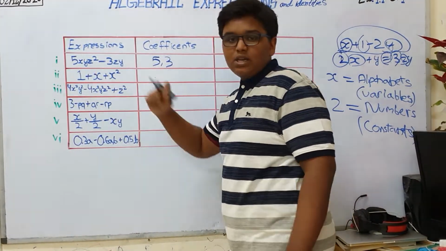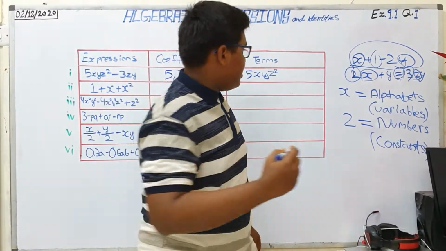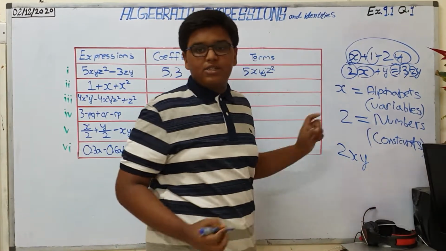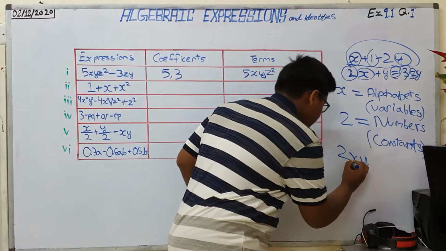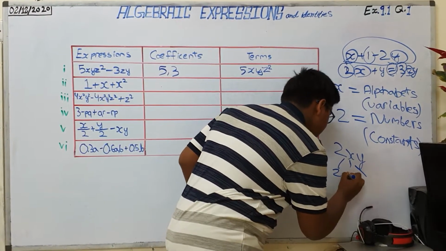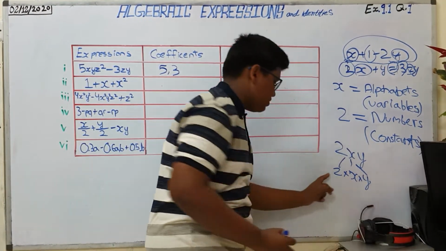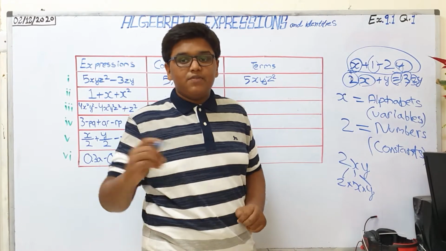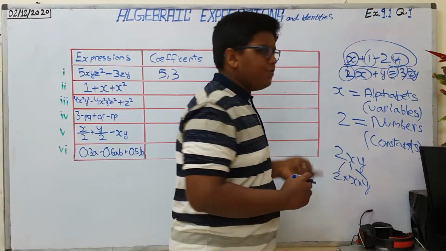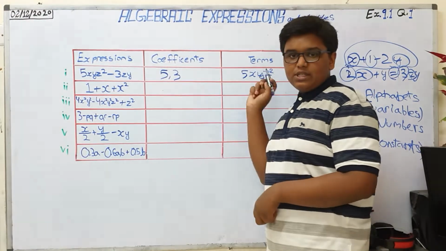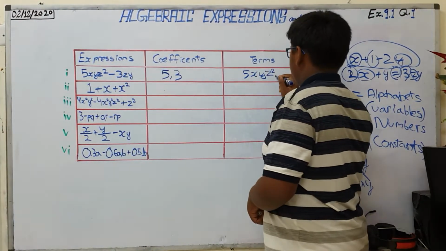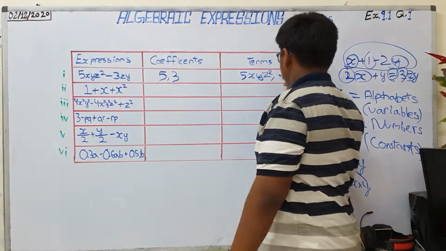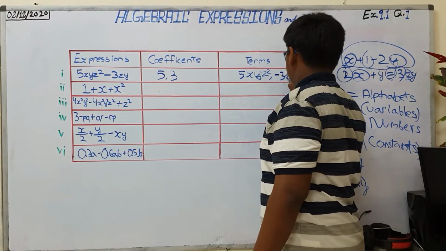Now what is a term? Take 2xy, for example. This is a term. It has three factors: 2 into x into y. When these three factors are multiplied, they become a term. So 5xyz squared is one term, and there is another term in it. We include the negative sign with the 3, which gives minus 3zy.